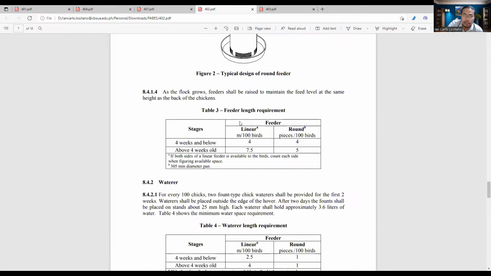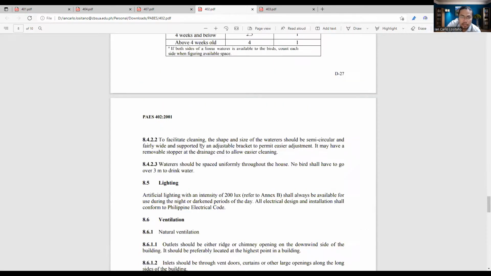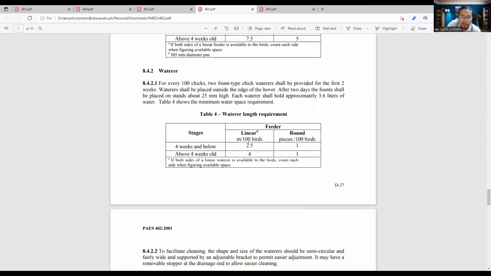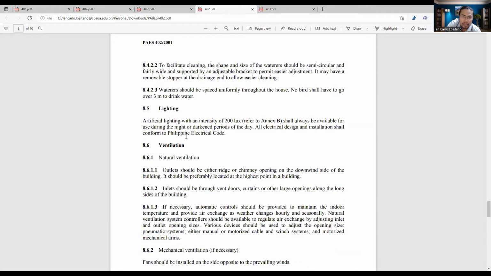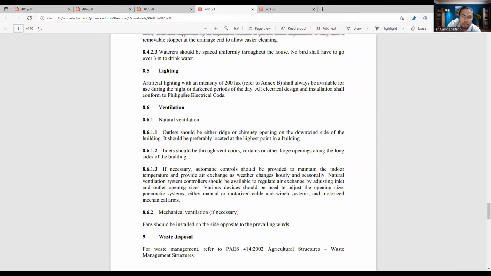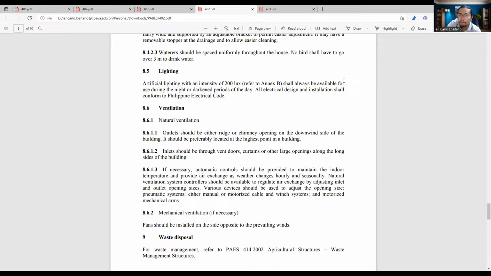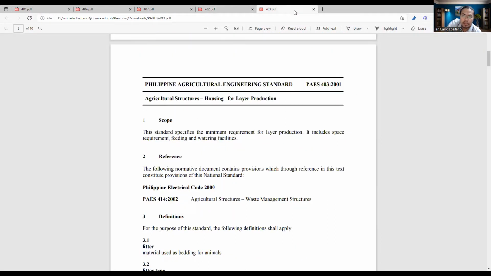then there is the requirement for the number of feeders. And the waterers, they shall also be per number of birds depending on the age of the birds. For lighting and ventilation, these are to be covered particularly in the courses of electrification and environmental control management.